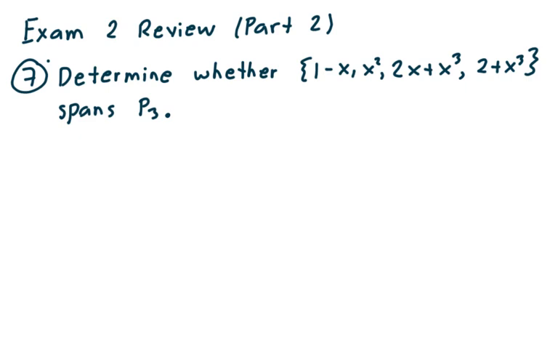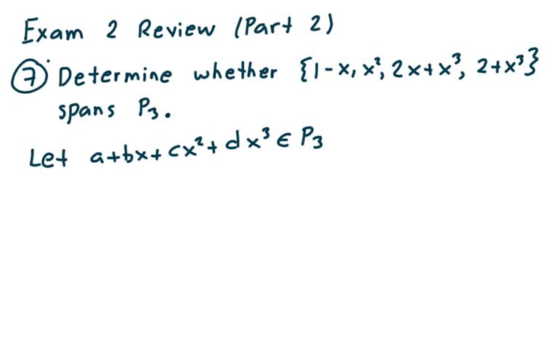Determine whether the set containing 1 minus x, x squared, 2x plus x cubed, and 2 plus x cubed spans P3. So what I'm going to do is let a plus bx plus cx squared plus dx cubed belong to P3. And remember, P3 is the set of all polynomials of degree less than or equal to 3.